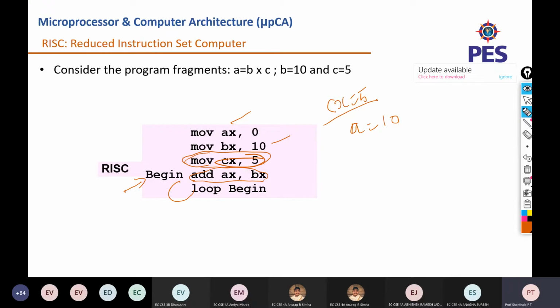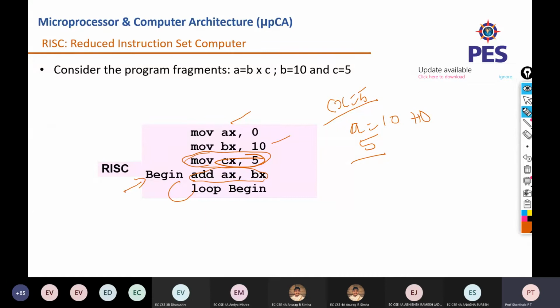Then it comes out of the loop and starts executing the next instruction. Like that we execute 5 loops here. After 5 loops, 10 plus 10 plus 10, each time 10 is added to the previous value, so the result will be 50.